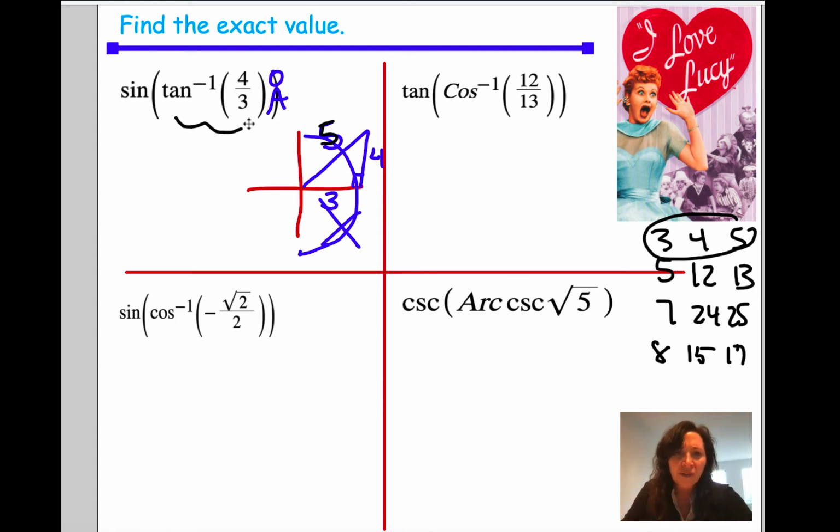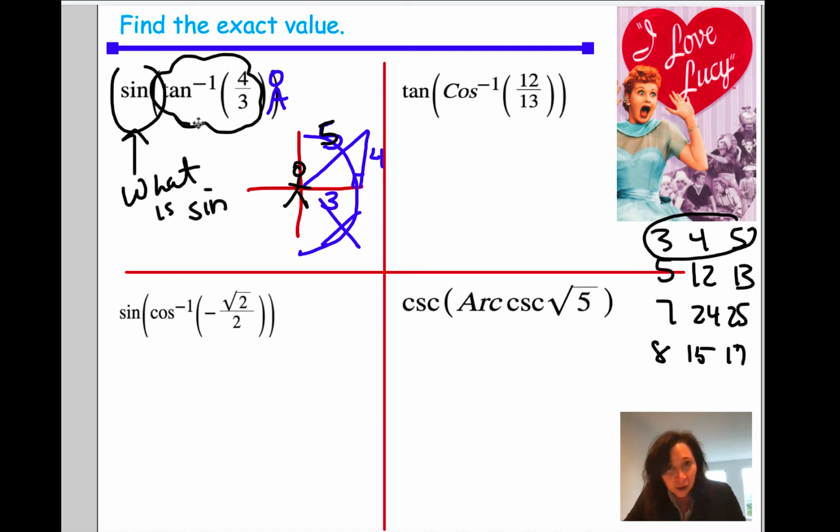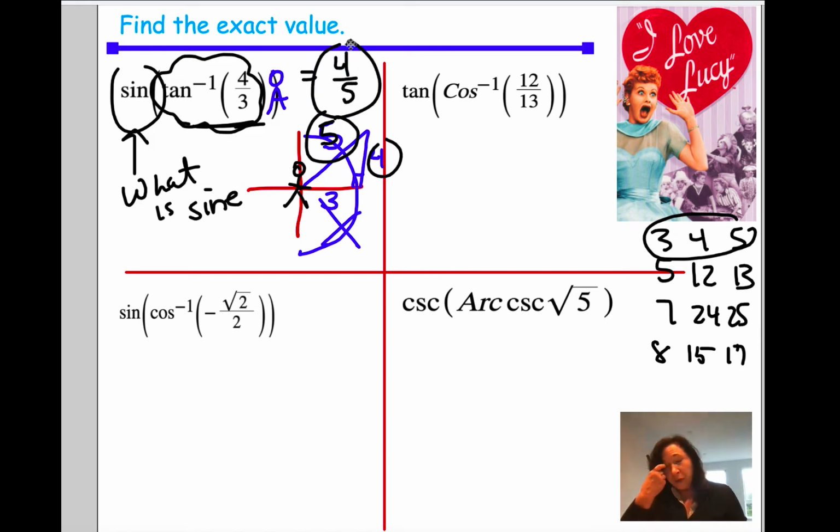So the question was, where am I? Well, I'm right here. Here I am at tangent of opposite over adjacent. There I am. This is saying right there, what is sine of where I'm at? So what is sine? Sine is opposite over hypotenuse. So my answer is going to be 4 over 5. So what you're doing is you're finding sine of wherever you are in the middle. Okay, let's try this one.